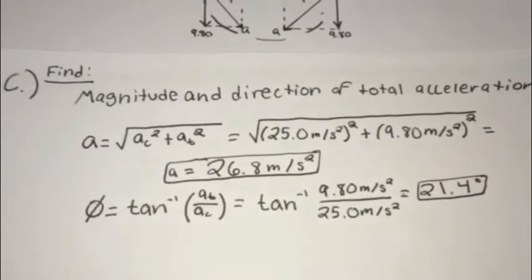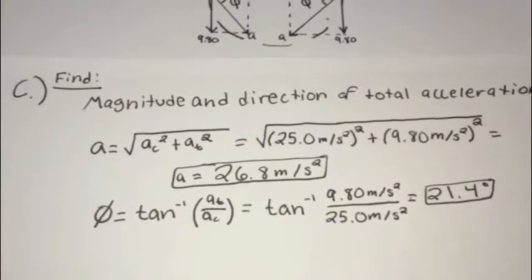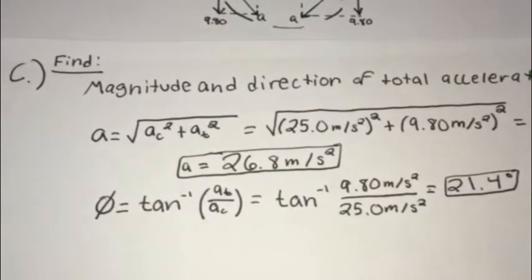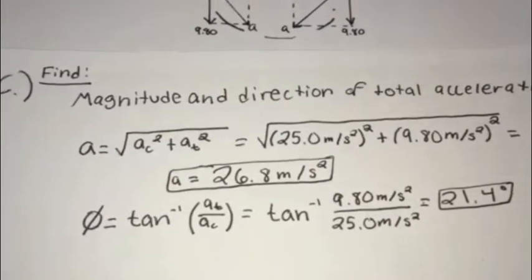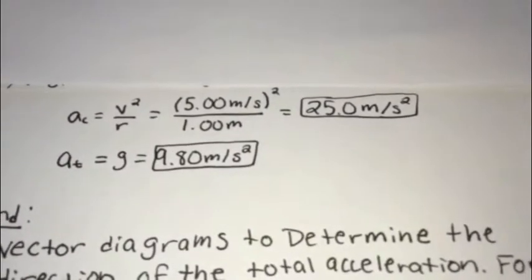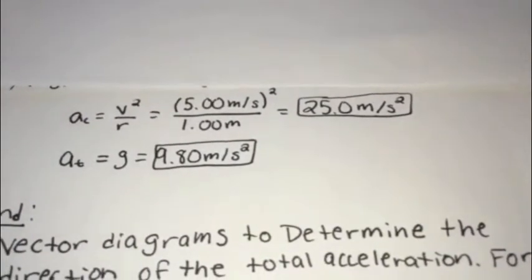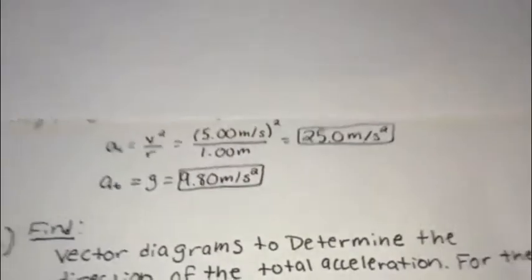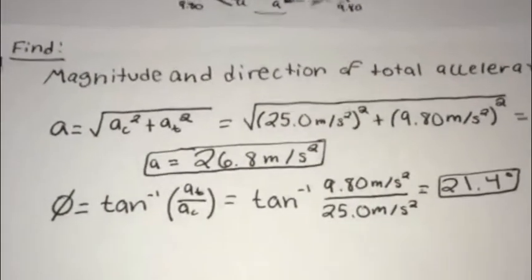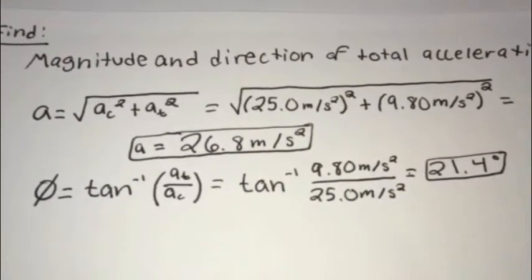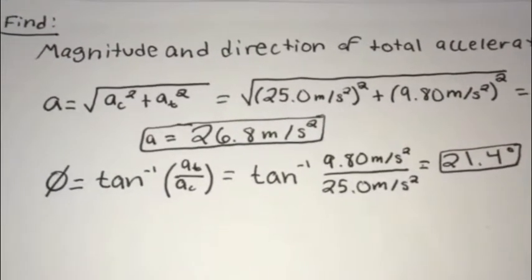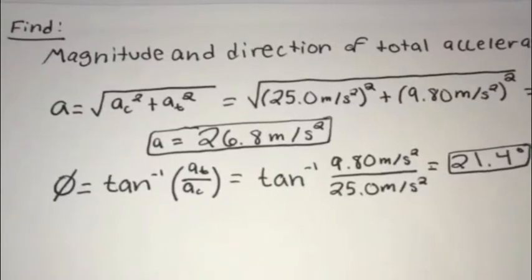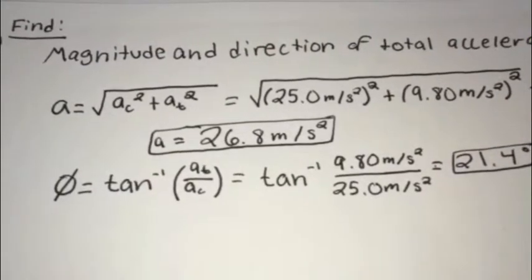To find the magnitude, you use the equation A equals the square root of AC squared plus AT squared. AC and AT were both found in part A, 25.0 meters per second squared and 9.80 meters per second squared. You plug them into the equation, multiply, and take the square root, and you get the magnitude of acceleration equaling 26.8 meters per second squared.